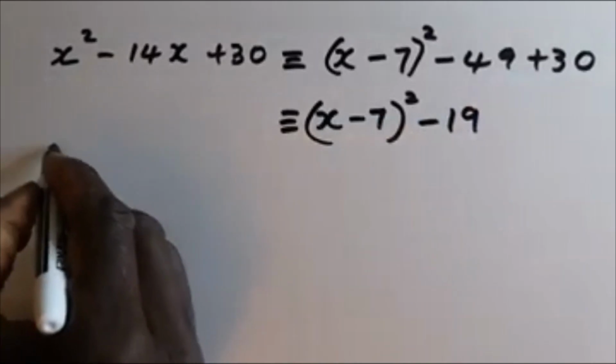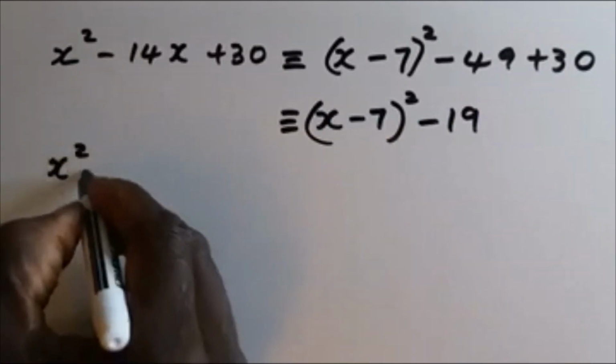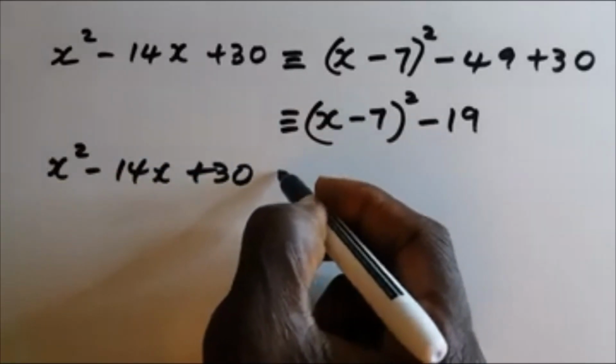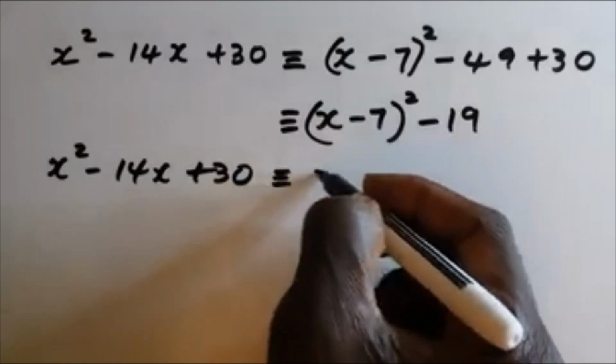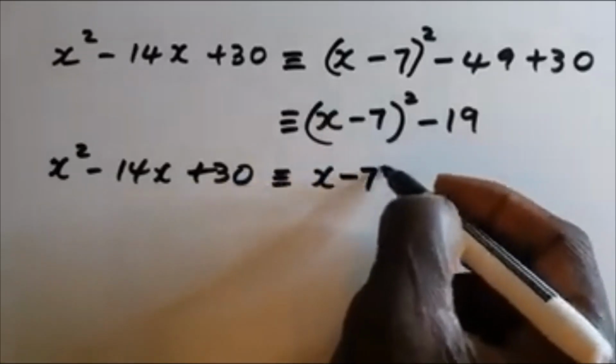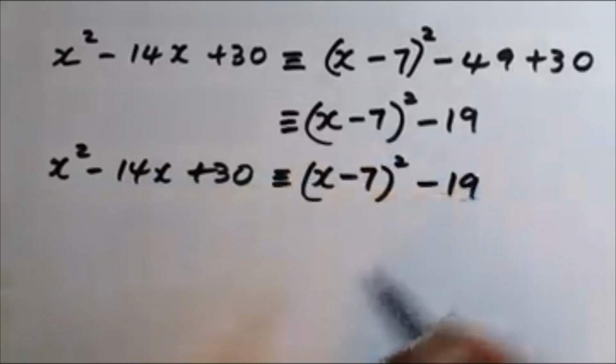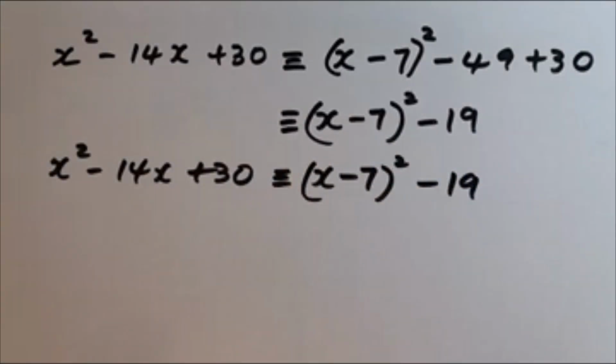So our completed square form of x squared minus 14x add 30 is equivalent to x minus 7 squared minus 19. As a check, we can just expand this and add 19 to it, and we should get back to where we started, x squared minus 14x add 30.